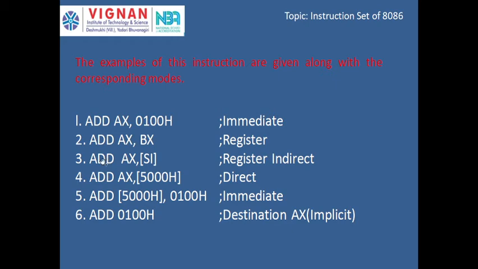In a similar way, ADD AX, [SI]. This is register indirect. The SI source index register will hold the address of the memory location. So the data which is stored in the memory location whose address is stored in SI will be added to the content of AX. This is nothing but register indirect addressing mode. Similarly, ADD AX, [5000H]. The data which is stored at offset address 5000H will be added to the content of AX.